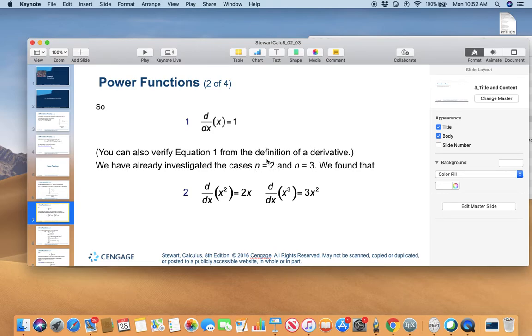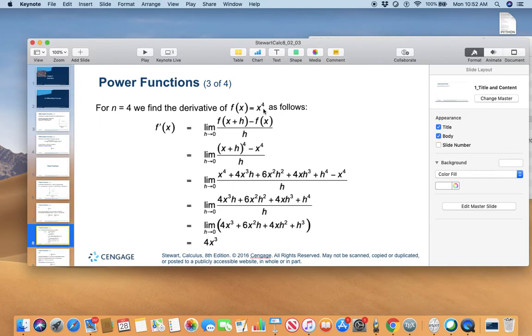We have already seen the cases n equals 2 and n equals 3, that is x squared and x cubed. You can check using the definition. d by dx of x squared is 2x. d by dx, or the derivative, of x cubed is 3x squared.